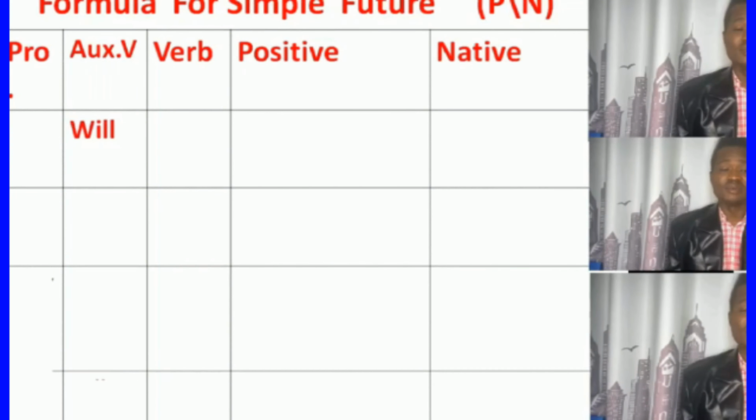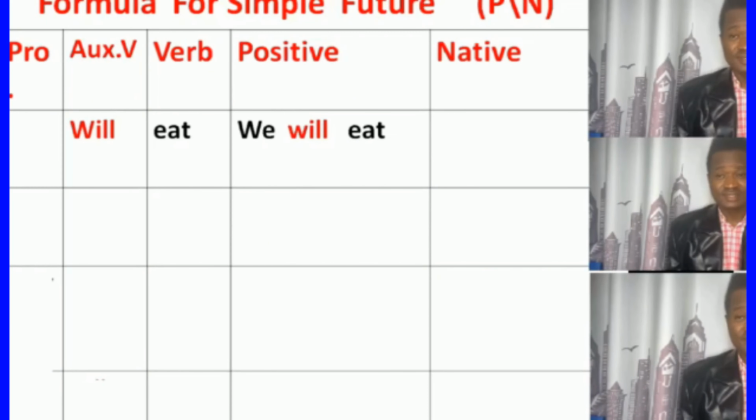Here in the plural form, we're going to talk about will. We have we, will. We is the plural form. The verb here is eat. So in the positive form, we're going to have we will eat. That is better English.